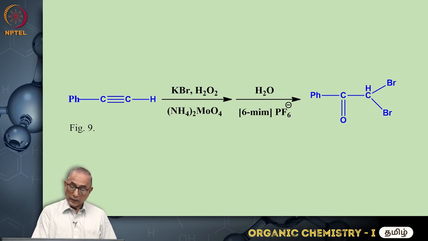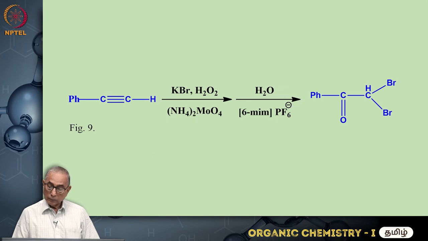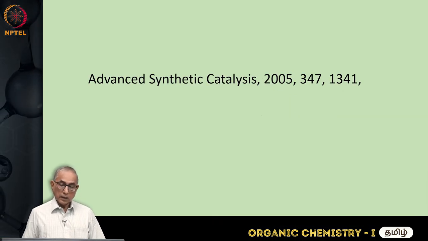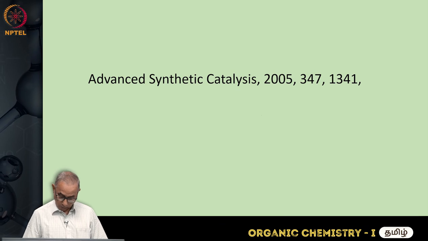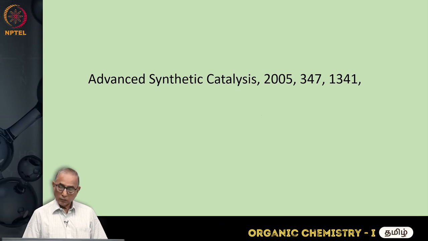So, it adds the bromine. 2 bromines are added to the alkene, and you get the water coming in as COH, which gets oxidized to CO. This is the reaction where the acetylene is converted to dihalomethyl ketone. This is reported in Advanced Synthesis and Catalysis, 2005 year, 347 volume, 1341 page.